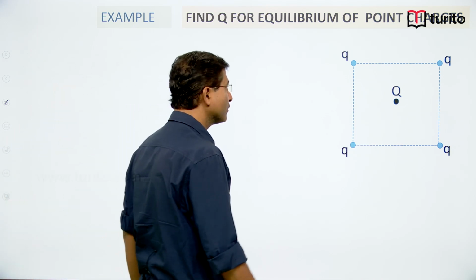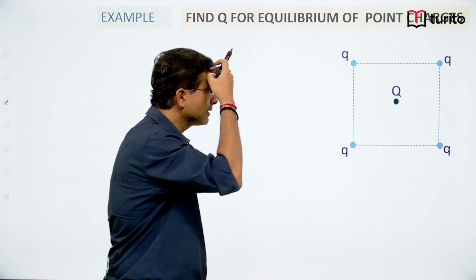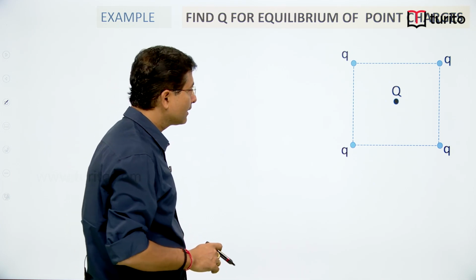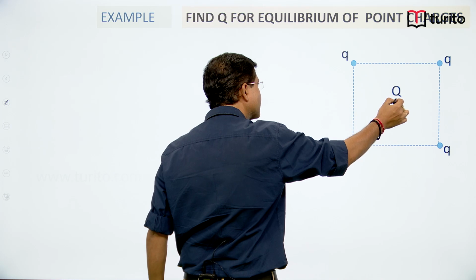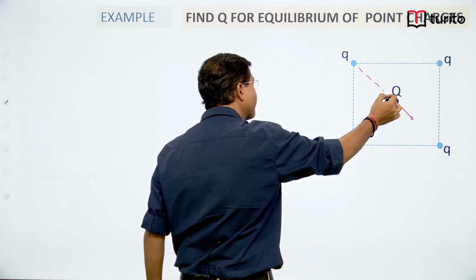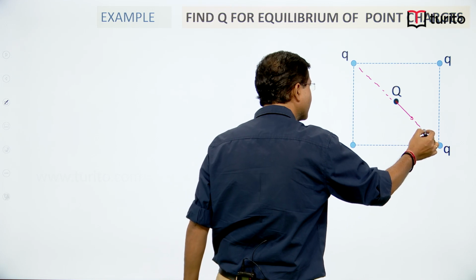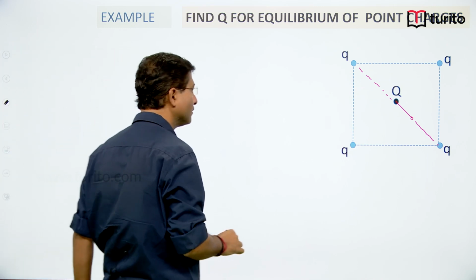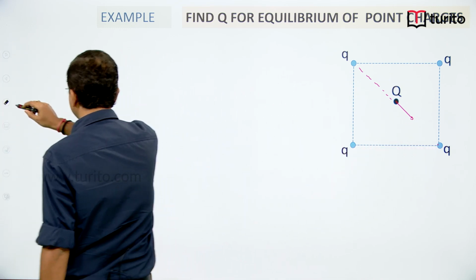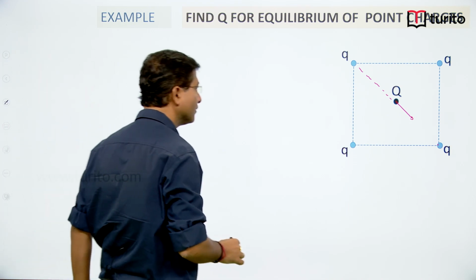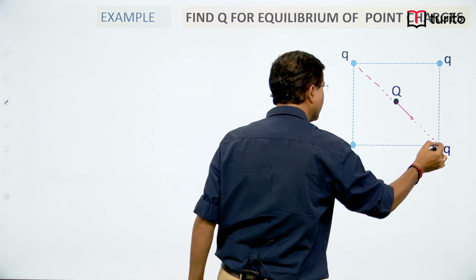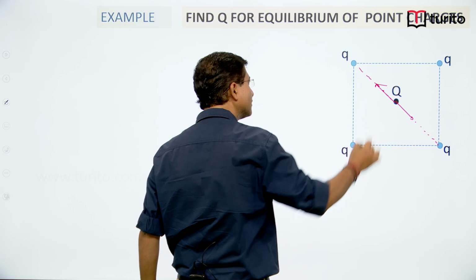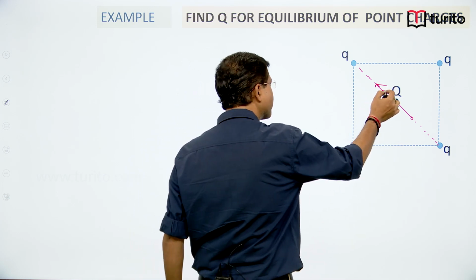To have equilibrium of these charges, you can see that there is no issue of stability of plus q, because this one will exert force along the line joining this way. Similarly, this one will exert force on this one along the line joining this way. These two will cancel each other.